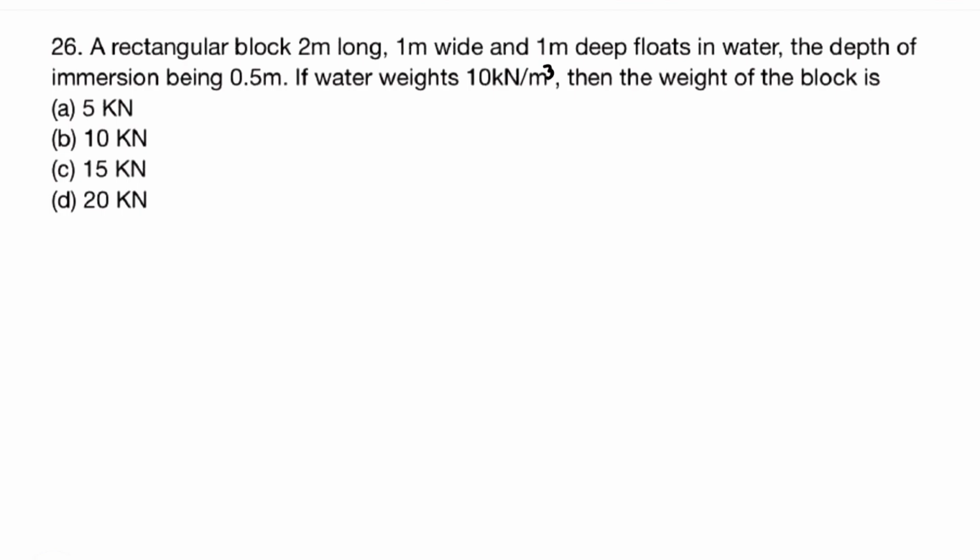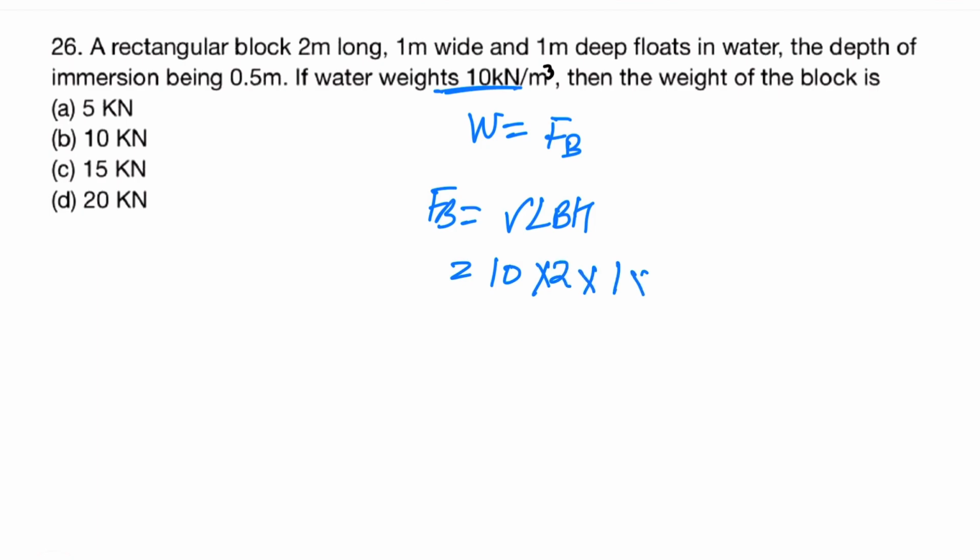So from the Archimedes principle, the weight of block W is equal to Fb, that is buoyant force, and the buoyant force is given by Fb equals gamma L B H. Gamma is the unit weight of water, 10 kilonewton per meter cube, into length 2 meter and breadth 1 meter and depth 0.5. It is immersed, so we do not take the full 1 meter. We only take the depth which is immersed in water, that is 0.5.